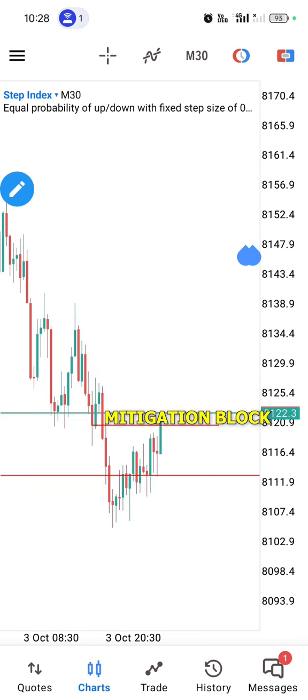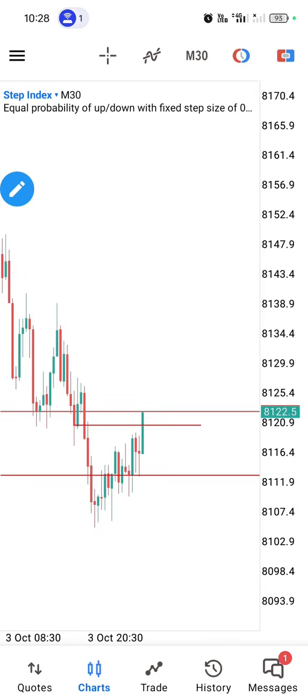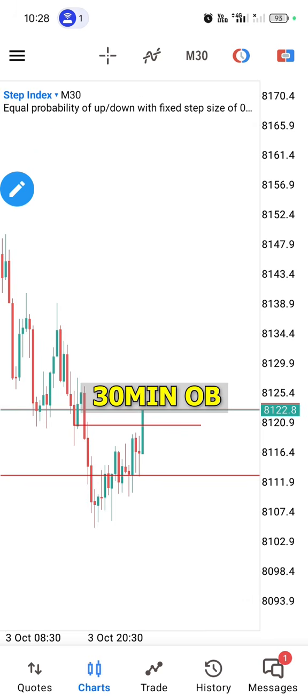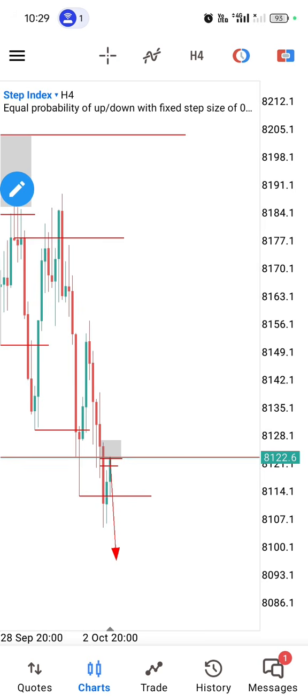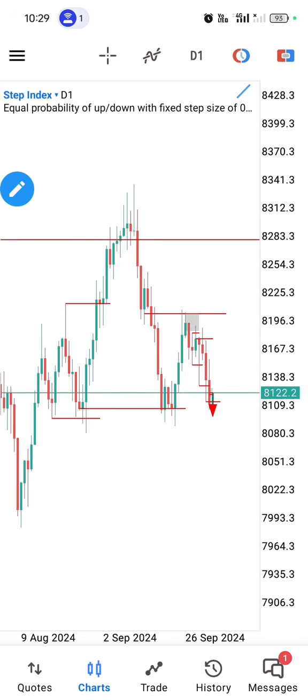So right at the 30-minute mitigation, it's not a 30-minute order block, because that's the 30-minute order block right there. That 30-minute mitigation, price has to drop down right around that level, and as you can see, it has hit the 30-minute order block.